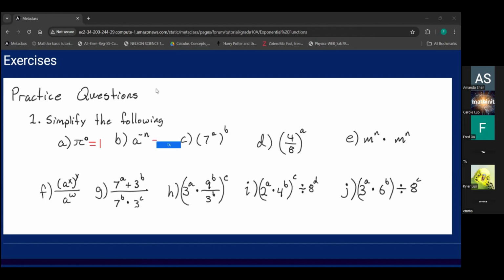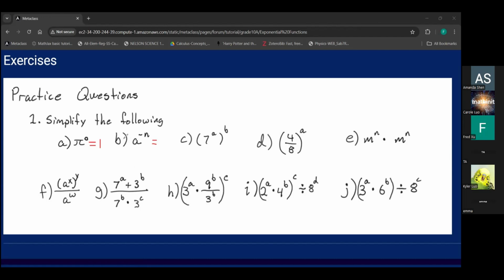Okay, time is up. I'll write down the answers. So pi to the power of 0. Hopefully you remember that anything to the power of 0 is equal to 1.